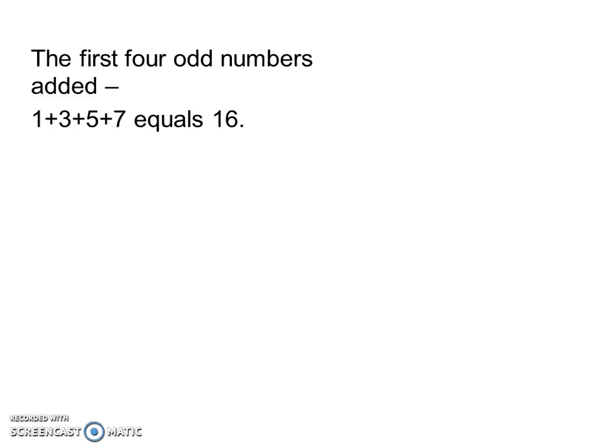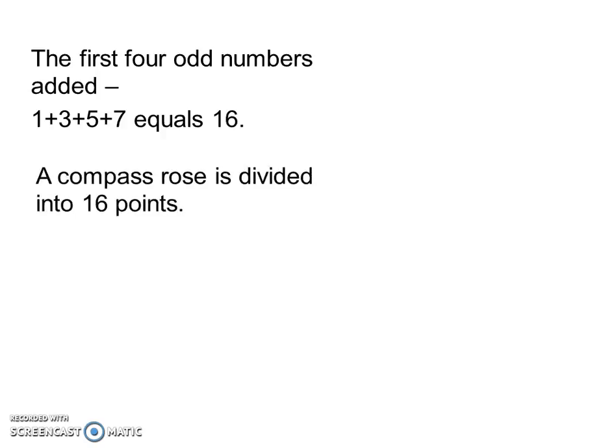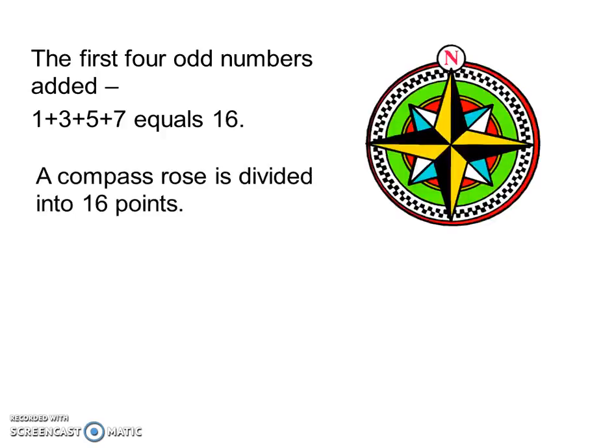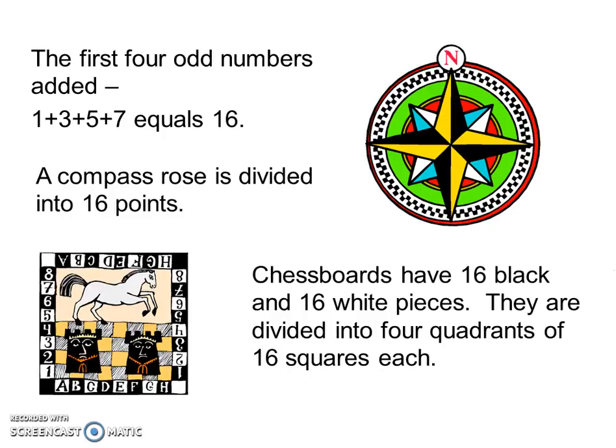There are some cute tricks about 16. The first 4 odd numbers added total up to 16. A compass rose is divided into 16 points. Chessboards have 16 black and 16 white pieces.